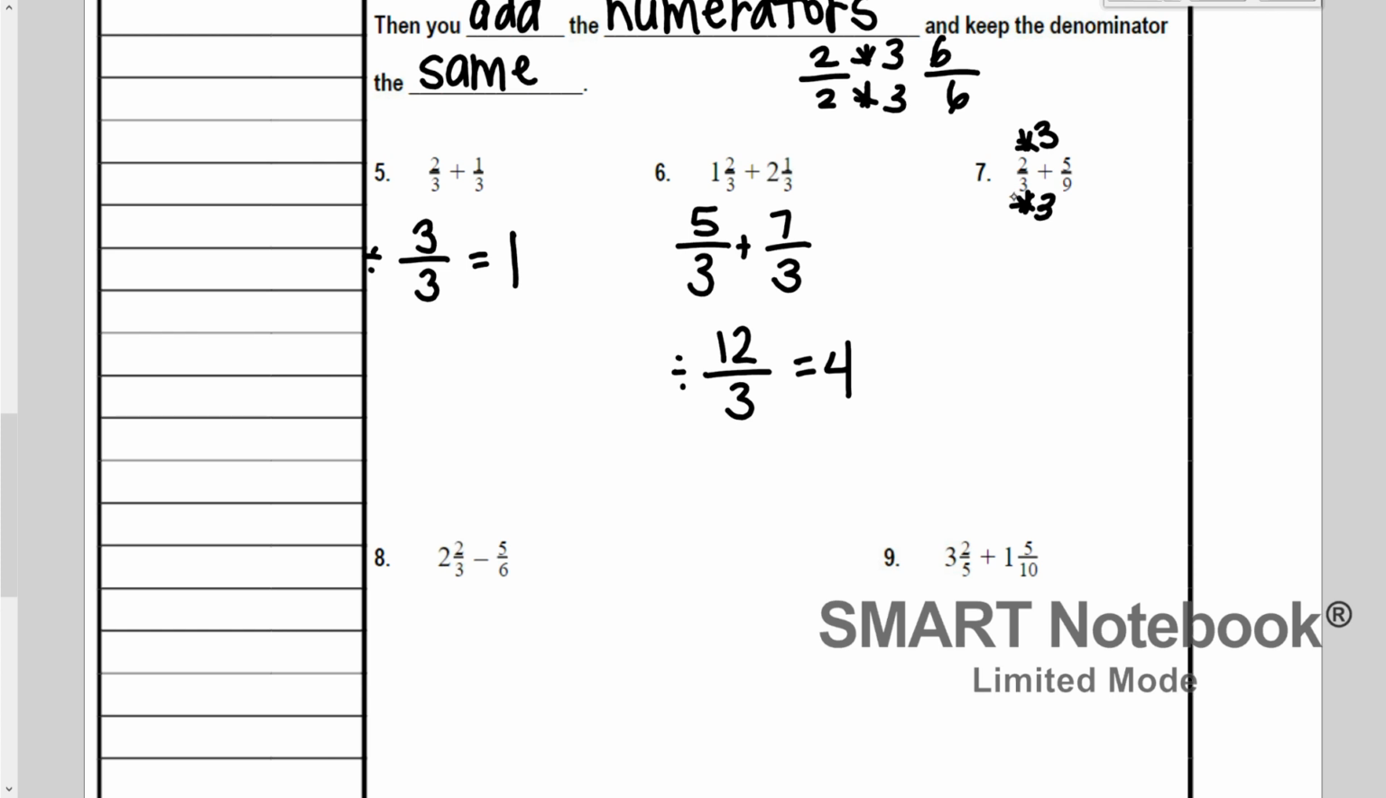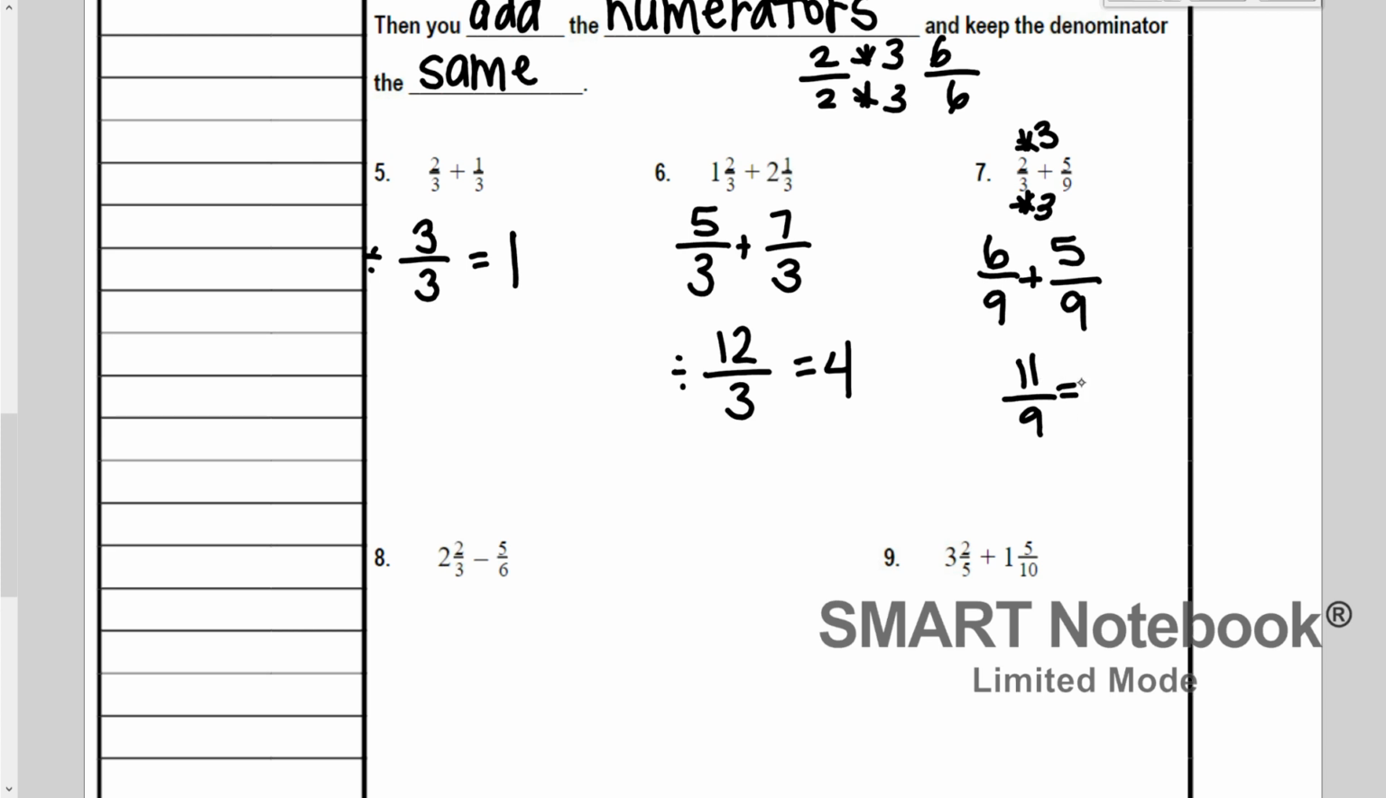So we'd have 3 times 3 to get that new denominator of 9, 2 times 3 to get that numerator of 6. Second fraction is already out of 9, so there's nothing we need to multiply, and we would get 5. Adding fractions, we just add our numerators, so 6 plus 5 is 11 over 9. Now we ask ourselves, how many times does 9 fit into 11?